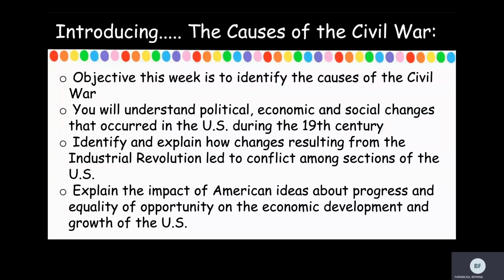So the objective this week is to identify the causes of the Civil War. You will eventually understand political, economic, and social changes that occurred in the United States during the 19th century. You will, throughout the week, identify and explain how changes resulting from the Industrial Revolution led to conflict among sections of the United States. And you'll be able to explain the impact of American ideas about progress and equality of opportunity on the economic development and growth of the United States.